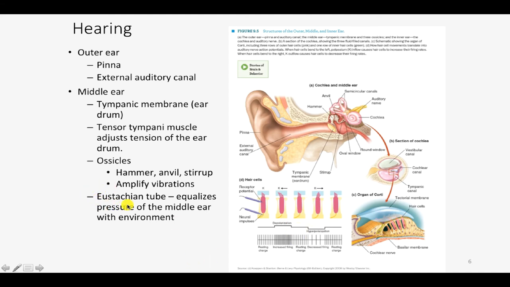The Eustachian tube, you may have heard about that. That equalizes pressure of the middle ear with the pressure of the environment. And also here in the middle ear, we have the tensor tympani. That's a muscle that adjusts the tension of the eardrum, and it helps to protect us a little bit from loud sound.